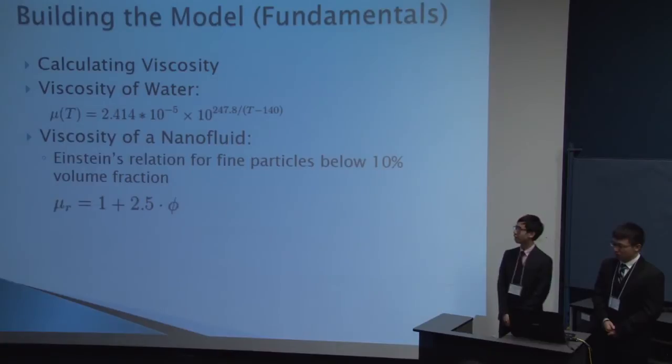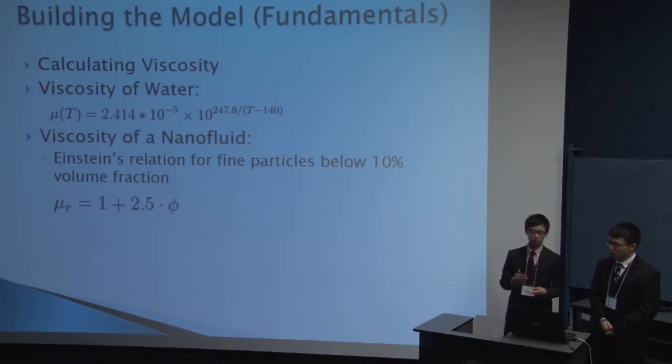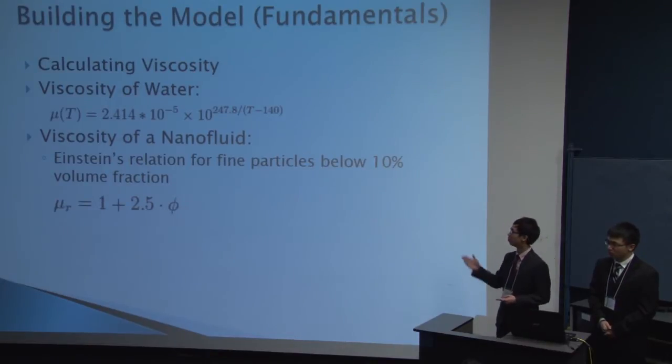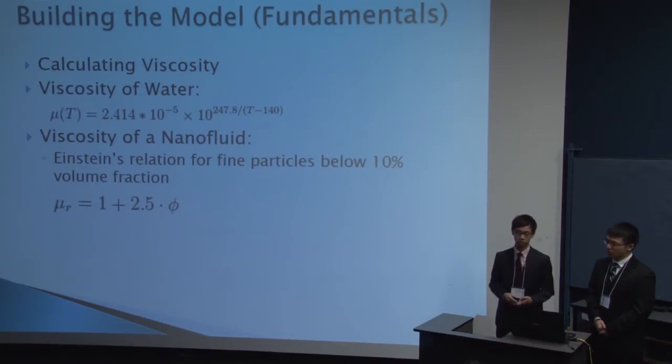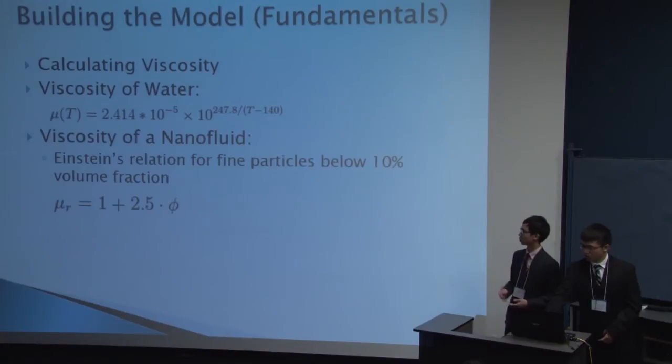So with those goals in mind, we set out to build our model from the fundamental properties. We had to determine all of the fundamental characteristics of our fluid, starting with viscosity. The viscosity of water can be determined simply from this equation, which relates temperature with the viscosity. And from there, the viscosity of nanofluid can be determined using Einstein's relation, which is valid for fine particles below 10% volume fraction, which is what we expect. Phi there stands for volume fraction. So it's a very simple equation.